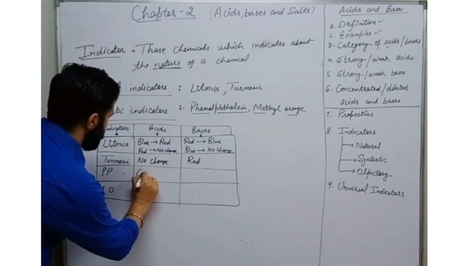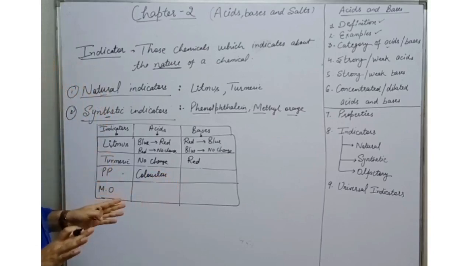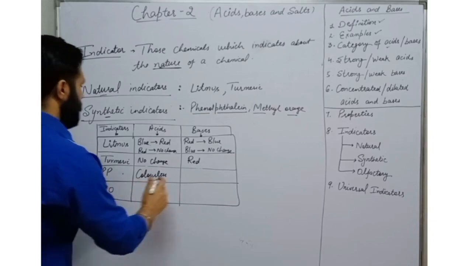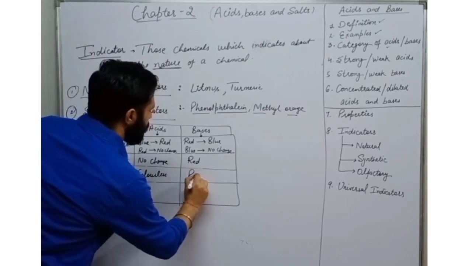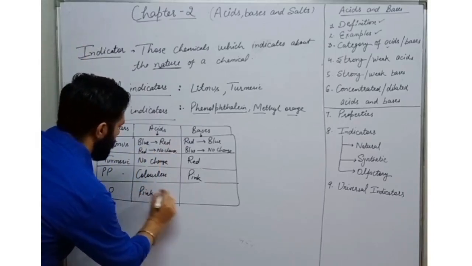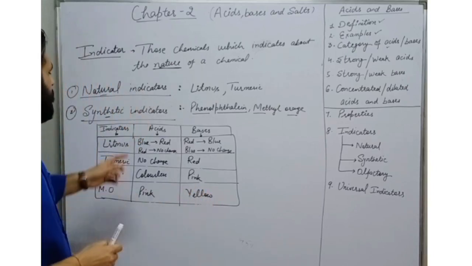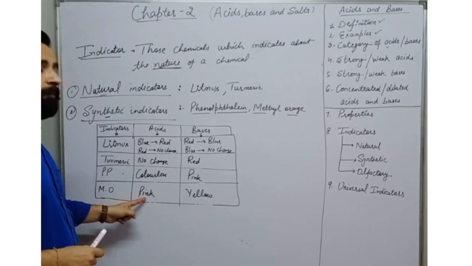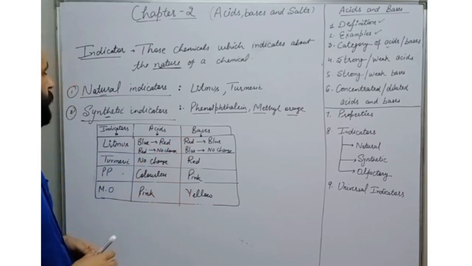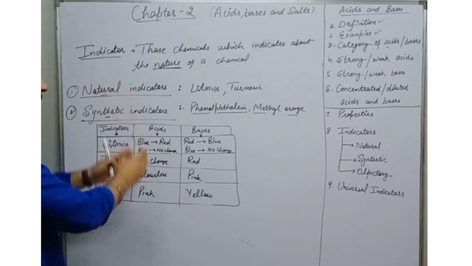Phenolphthalein is a colorless solution. It remains colorless like water in acid, and in base it turns into pink. Methyl orange, in acid it turns pink and in bases it turns into yellow color. So these are the indicators and their colors in acid and bases.